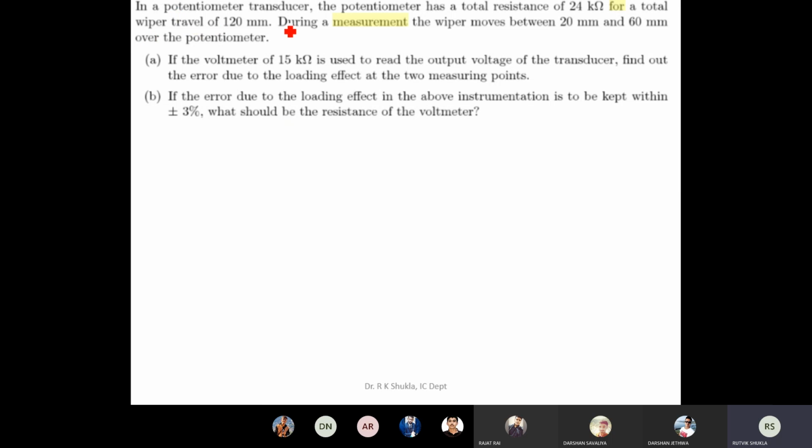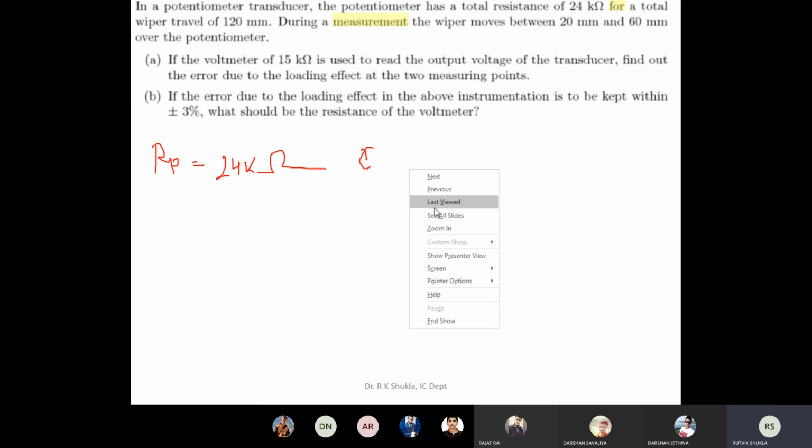It is a potentiometer transducer in which you have a total resistance of potentiometer called RP. It is 24 kilo. This example is already given. I already put the entire chapter from Arun K. Ghosh in the class material of this particular team, so that you can go through it. You can find the same example over there. It is a total wiper travel of 120 mm. So with respect to the earlier nomenclature, we can say this is nothing but xt.